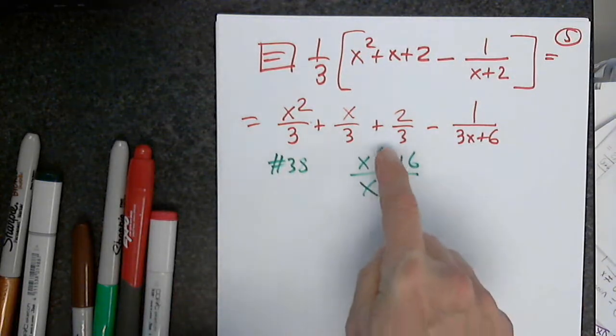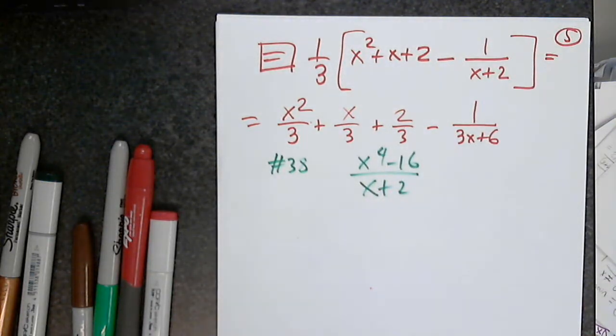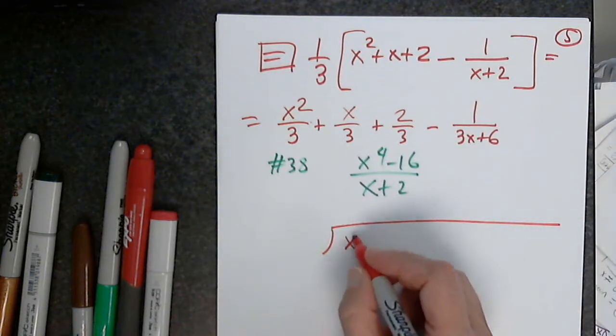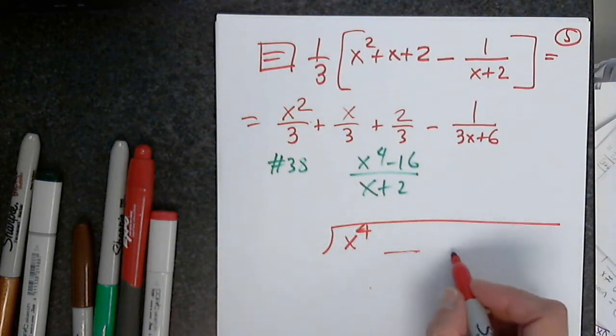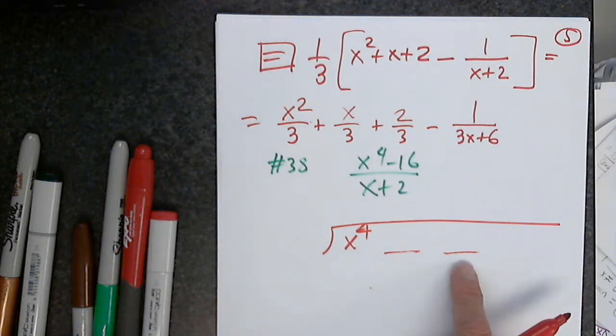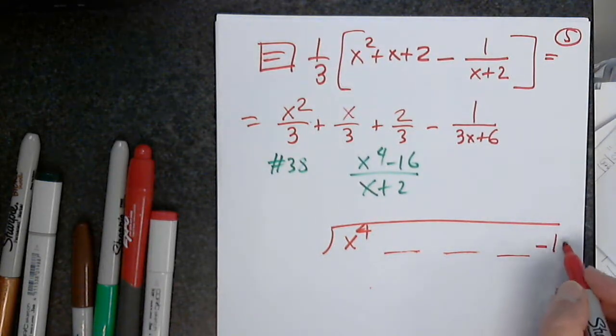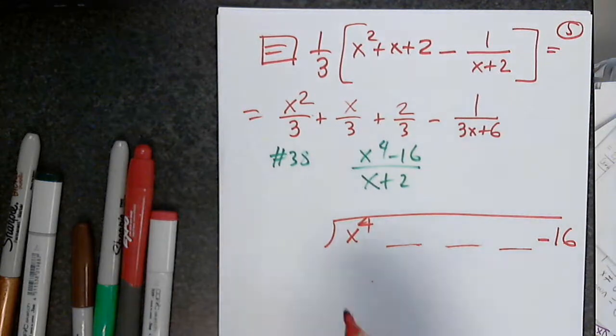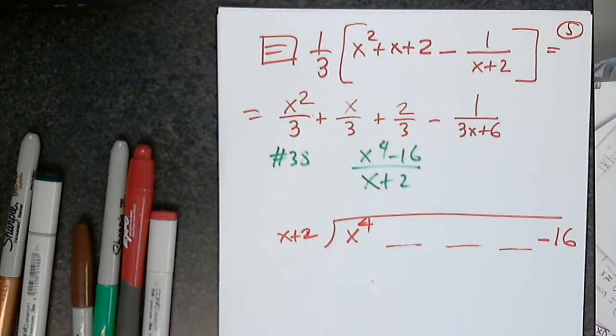Okay? Are both in descending order? Yes. Good. Any missing term from the top? Yes. The term with degree 3, the term with degree 2, and the term with degree 1. They're all missing. So x to the fourth for 1, for the other, degree 3, degree 2, degree 1, and minus 16. And I divide by x plus 2. If the divisor has missing terms, we don't care. But if the numerator has missing terms, we do care.